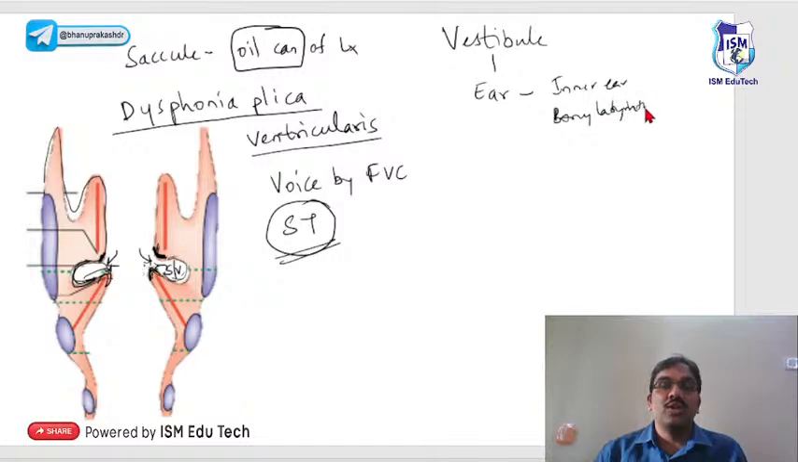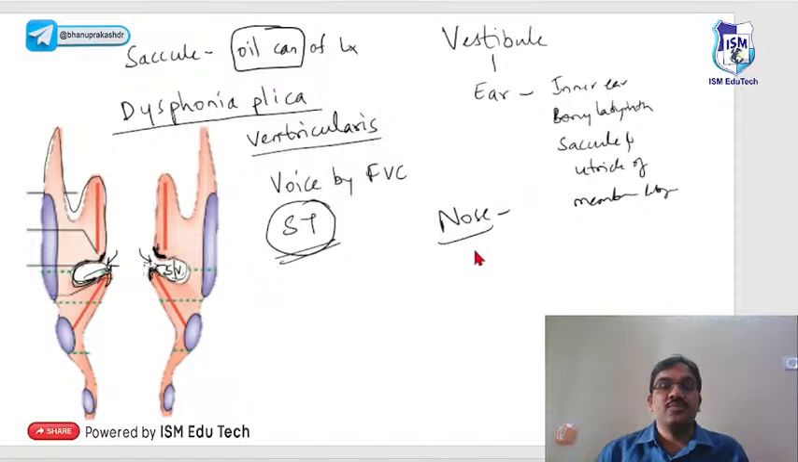In the inner ear, the bony labyrinth has a structure called the vestibule, which lodges the two structures, saccule and utricle, of the membranous labyrinth, if you remember. Saccule and utricle of the membranous labyrinth are lodged inside the vestibule of the bony labyrinth, right? In the nose, where do you get this vestibule?